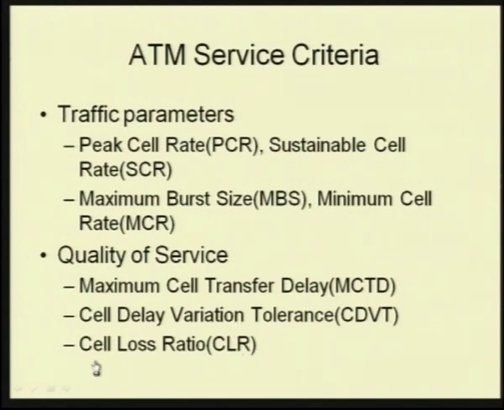Then we talk about something called a cell loss ratio, that is, given that cells are likely to be lost, in any medium, naturally there could be some losses. So, what is the cell loss ratio that can be tolerated? Once you specify these traffic parameters and quality of service, the network tries to provide a service such that your application is able to maintain its required mode of operation, its performance. To make sure that the performance is guaranteed, we have all these parameters provided by ATM. We will take a look at further details of how the traffic management is done.